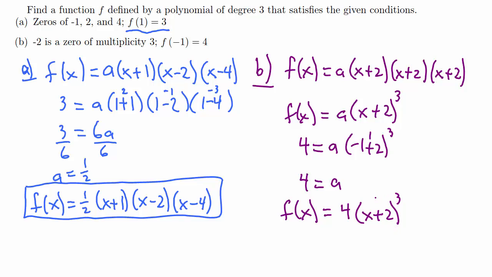Fantastic. Just to check this to make absolutely certain that we did this right, I'm going to plug in the -1 here. -1 plus 2 is 1. 1 cubed is 1 times 4 is 4. Fantastic. That's exactly what we wanted. So this is, in fact, the function.